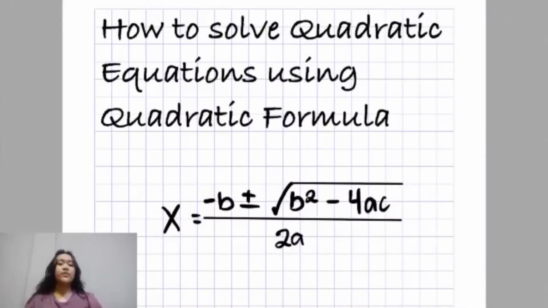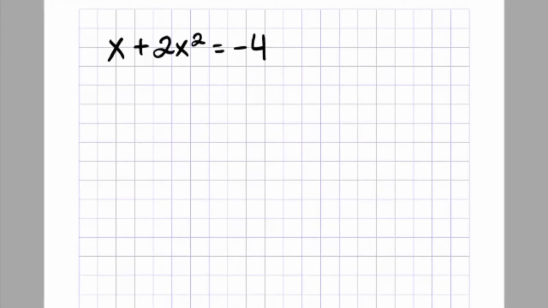Today we are going to discuss lesson 1.3, the quadratic formula. In this lesson, we're going to talk about solving quadratic equations using the quadratic formula. x equals negative b, plus or minus the square root of b squared minus 4ac, over 2a, is the formula that we're going to use for this lesson. Before we solve this equation, we have to make sure that the equation is in standard form first in order to identify the values of a, b, and c.